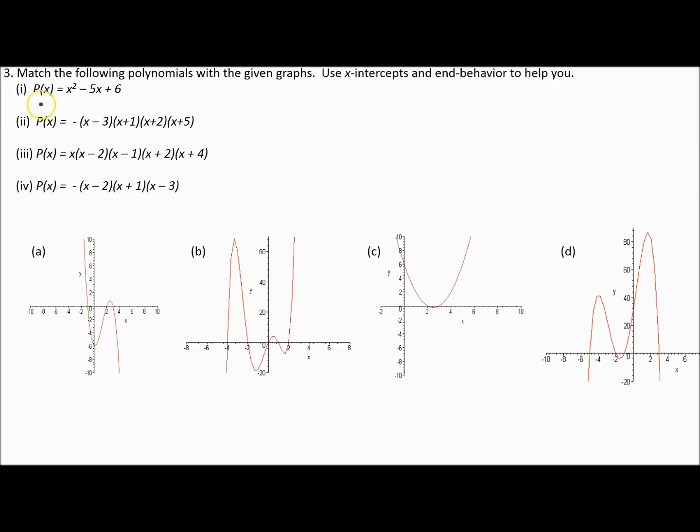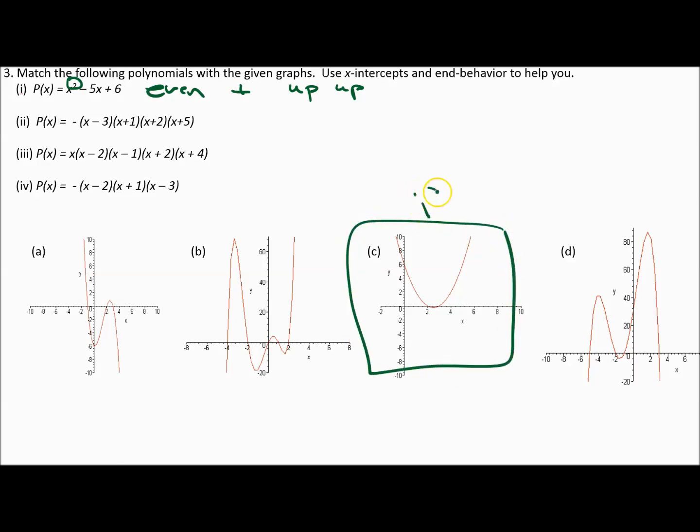Okay, so when I look at I. P of x equals x squared minus 5x plus 6, I know you have an even degree because it's a degree 2 with a positive leading coefficient, which means both sides are going up. Do you see a polynomial in which both sides are going up? Well, I only see one. It's the c value right here. Okay, so this is number 1. Or you could go up here and say number 1 is c, whichever you feel more comfortable with.